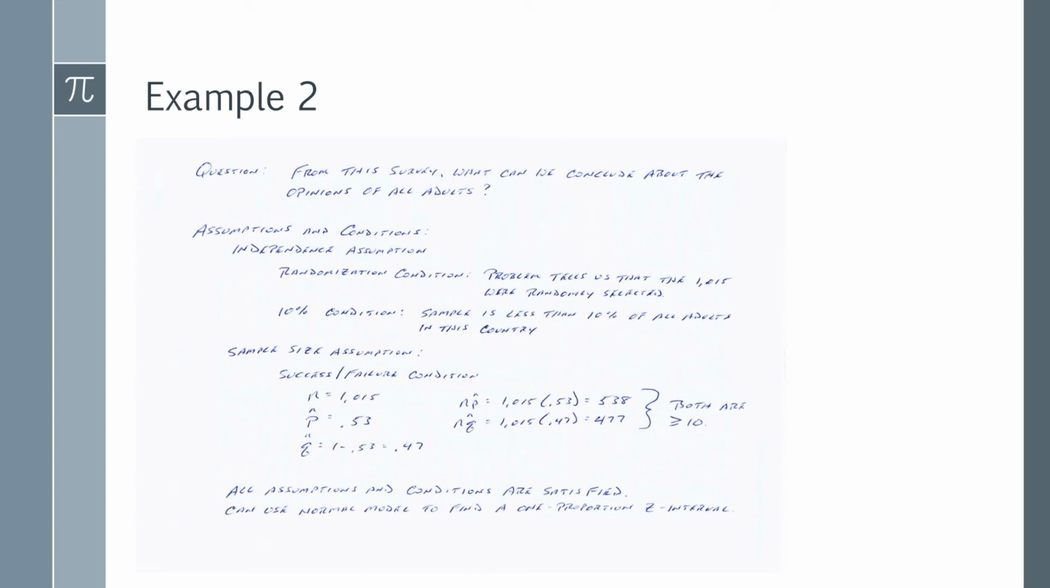Our next assumption is the sample size assumption, and we have to check our success failure condition. So our p hat is 0.53 and our q hat is 0.47. If we take our n of 1,015 and multiply it by our p hat, that gives us 538. Our n times our q hat gives us 477. Both of those values are greater than or equal to 10, so our success failure condition has been met. So all assumptions and conditions are satisfied, and we can use the normal model to find a 1 proportion z-interval.